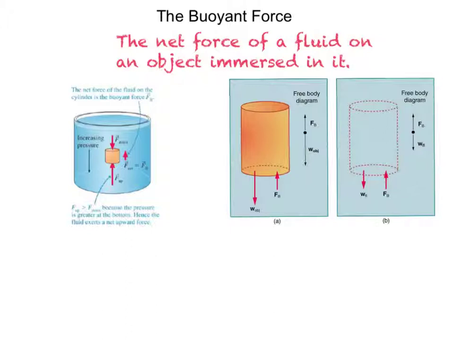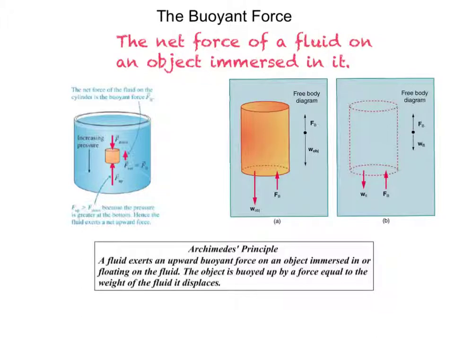This leads us to conclude that the magnitude of the upward force matches the weight of that displaced fluid. This is called Archimedes' Principle. A fluid exerts an upward buoyant force on an object immersed in or floating on the fluid. The object is buoyed up by a force equal to the weight of the fluid that it displaces.